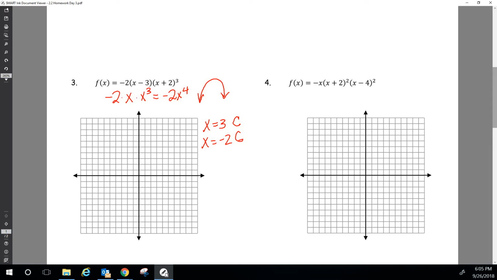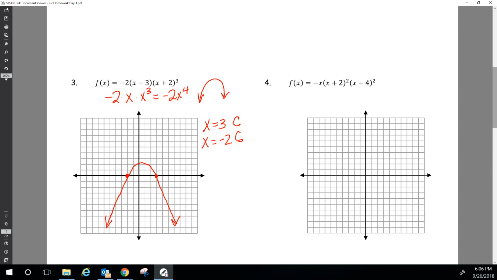So we've got a crossing here. Whoops, that's -3. I want -2. And 1 out here at 3. And we are starting low here. We are going to cross at -2, cross again at 3, and we end low.